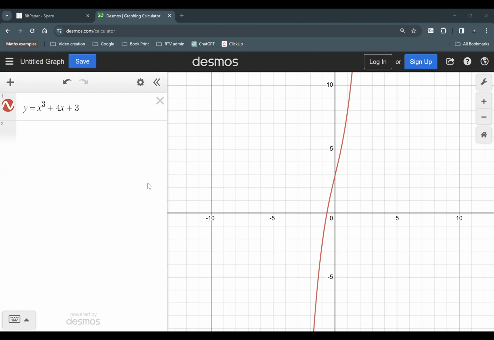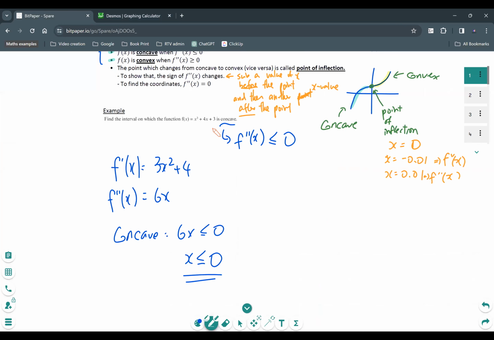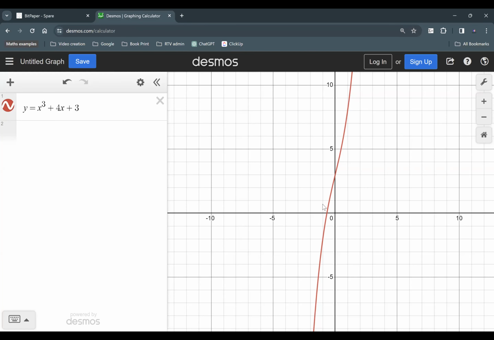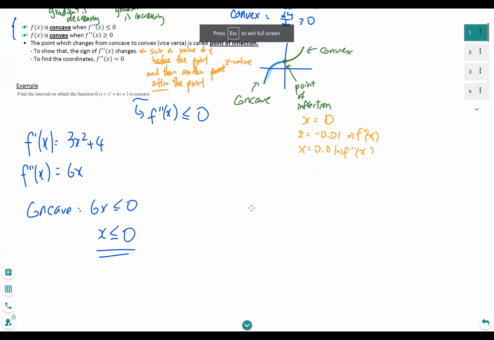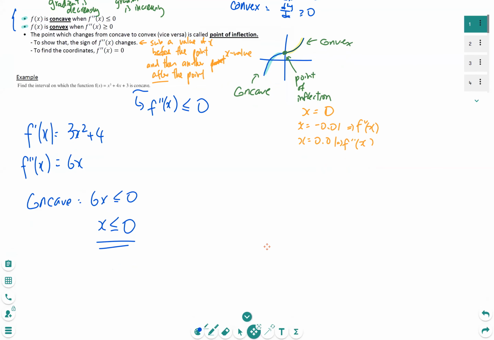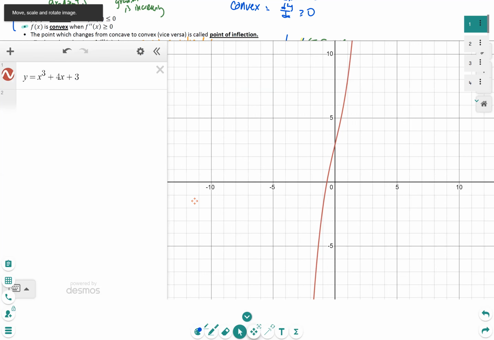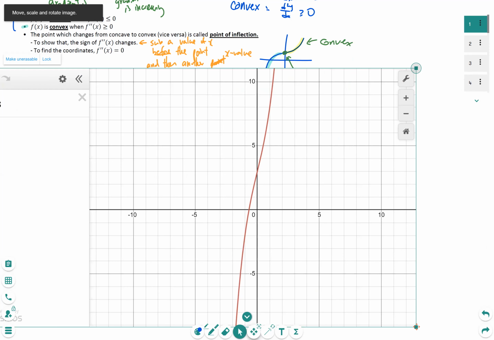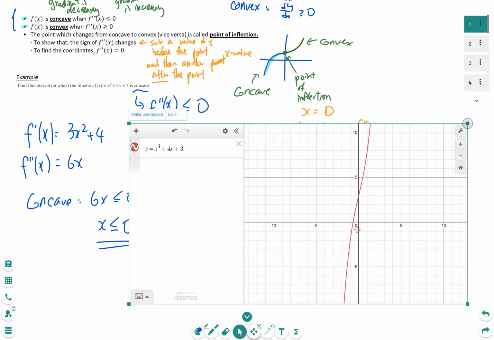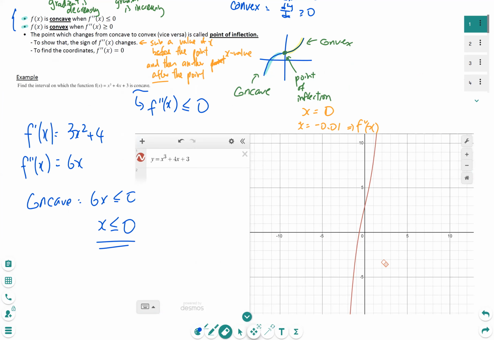Now I'll show you the graph for this example, y equals x cubed plus 4x plus 3. Let me drop this graph onto the whiteboard. Let me crop this. Right, so here's the graph. It's massive. Let me make it a bit smaller. So when x equals 0, it's this line here.